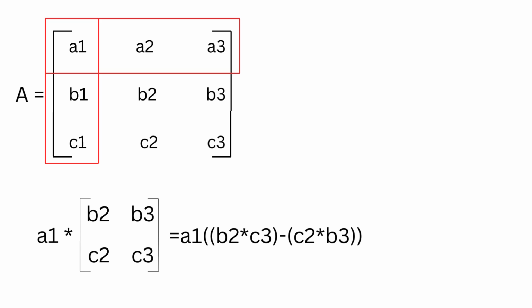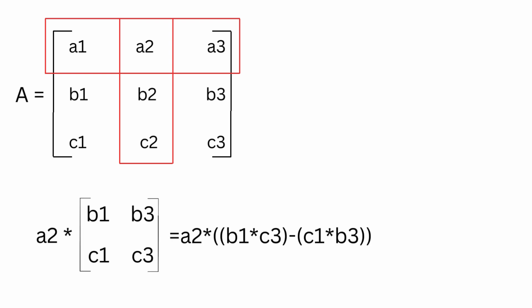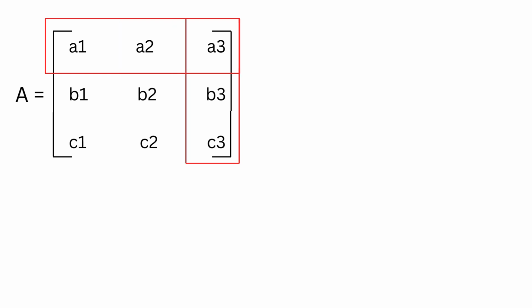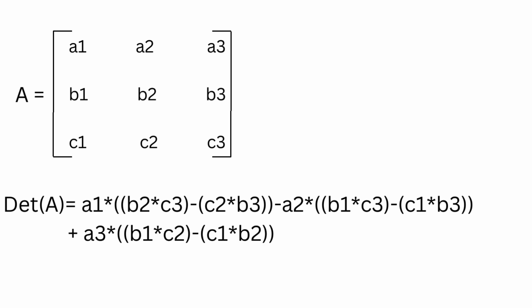Then we take the rest and we calculate a1 into b2 times c3 minus c2 times b3, then a2 into b1 times c3 minus c1 times b3. And the last one is a3 into b1 times c2 minus c1 times b2. And we add them to get the determinant as follows.